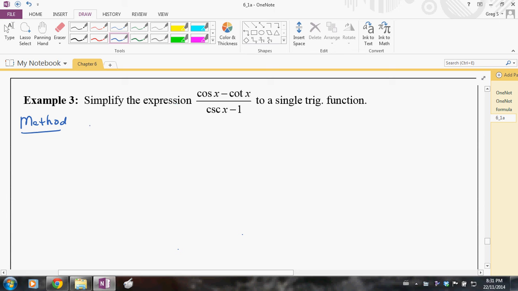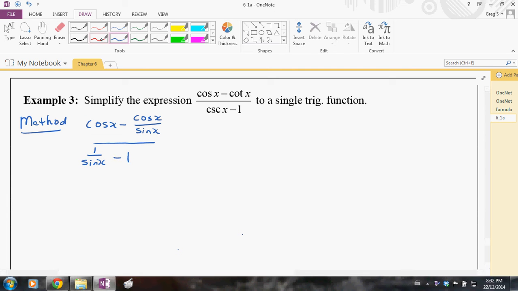So if I do this, I'll get cos of x minus, now cotan is equal to cos of x over sine of x, all over, cosecant is the reciprocal of sine, so we'll get 1 over the sine of x, minus 1.